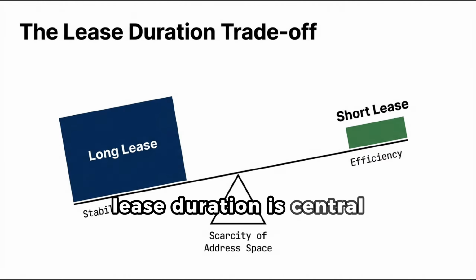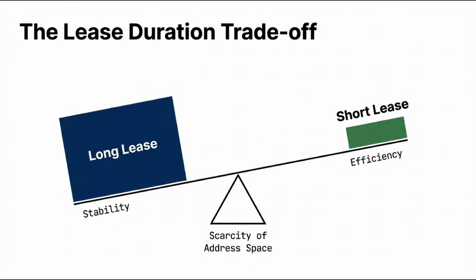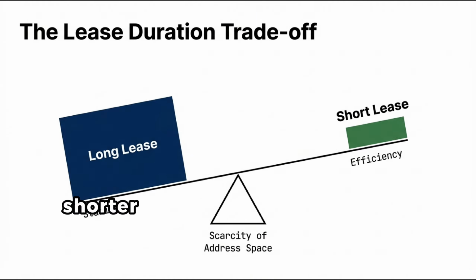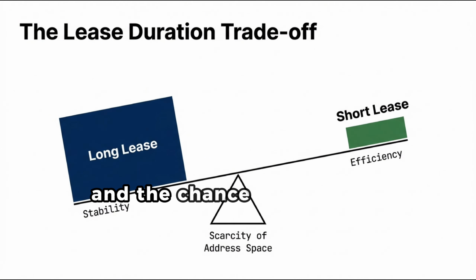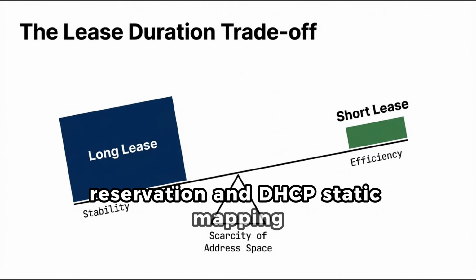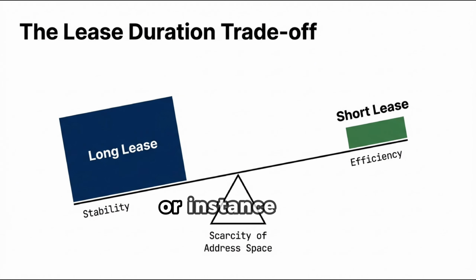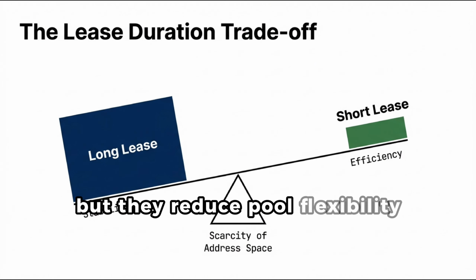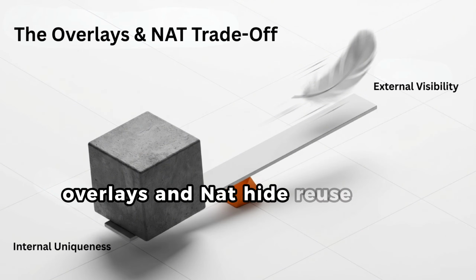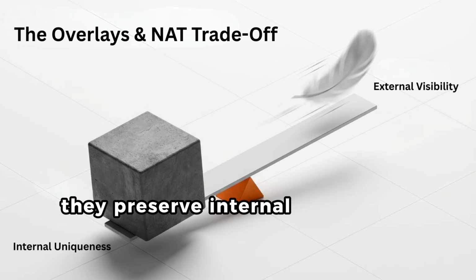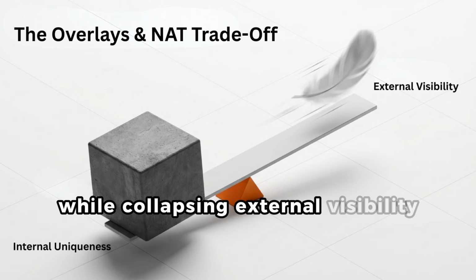Lease duration is central. Longer leases reduce churn and provide stability for sessions and logs, but waste scarce address space. Shorter leases improve utilization, but increase the frequency of reassignment and the chance of transient conflicts. Reservation and DHCP static mapping offer predictability by tying addresses to hardware identifiers or instance IDs, but they reduce pool flexibility. Overlays and NAT hide reuse from external observers but introduce complexity. They preserve internal uniqueness while collapsing external visibility.